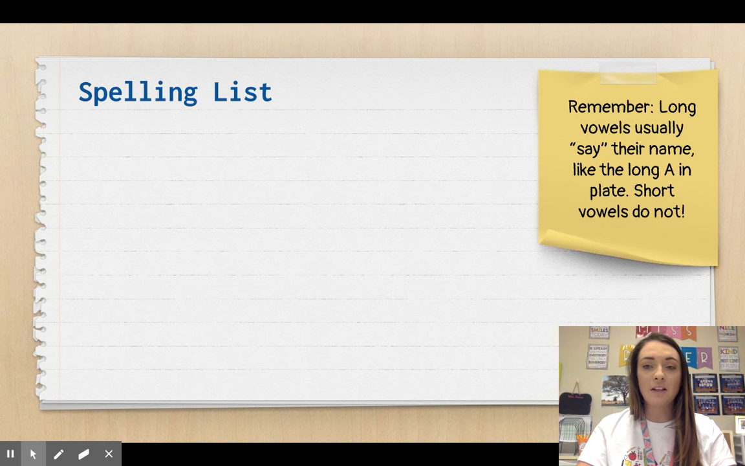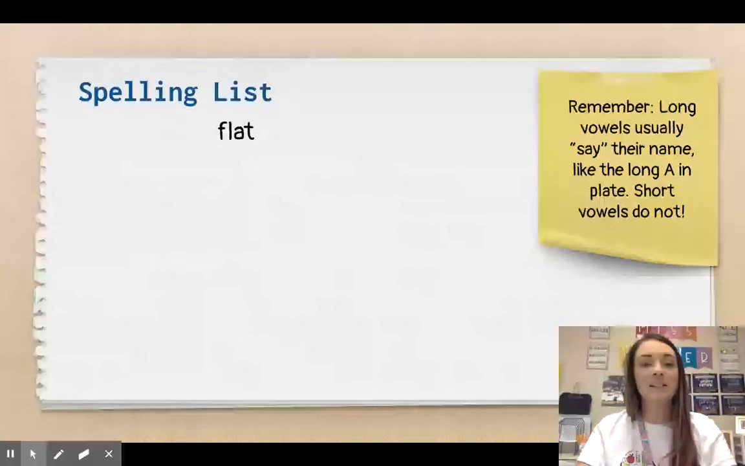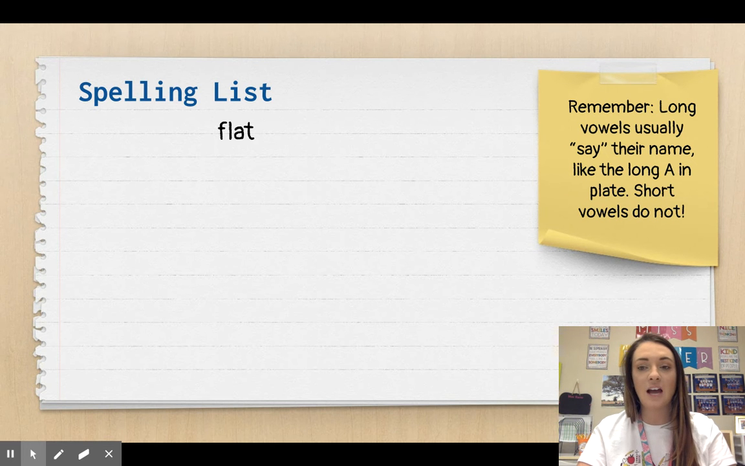So our spelling list for the week, I'm going to go through each word and then I'm going to define it, which means tell you what it means. So our first word is flat. The word flat means that something is smooth, and you can see it's got that short A vowel sound.